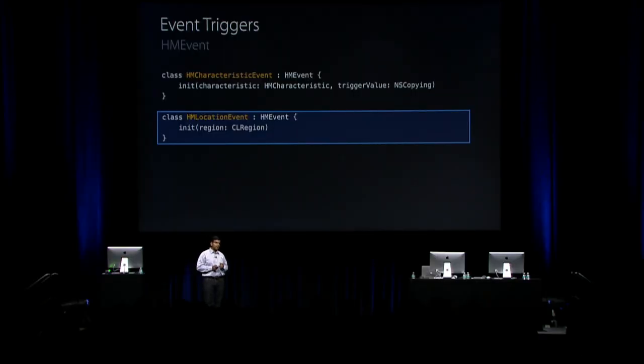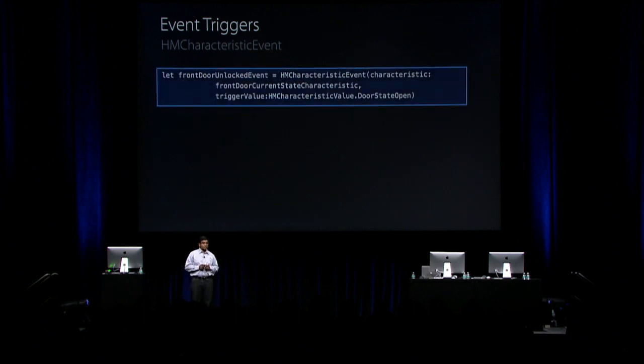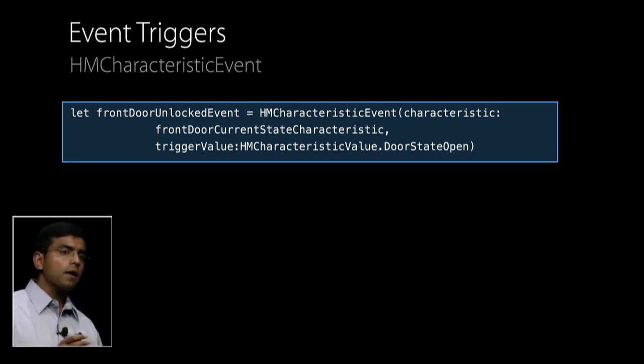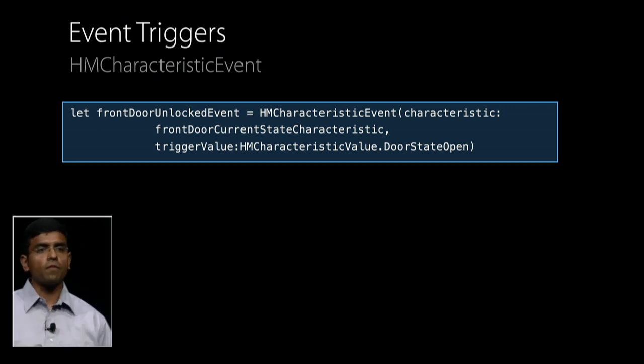Now let's walk through an example of our front door being unlocked and capture that as a characteristic event. Here's how you do it. Create an HMCharacteristicEvent, give it the front door current state characteristic as the characteristic that you want to capture, and for the trigger value, just specify door state open. Now this event will be fired, when it's part of an event trigger, as soon as your front door unlocks.